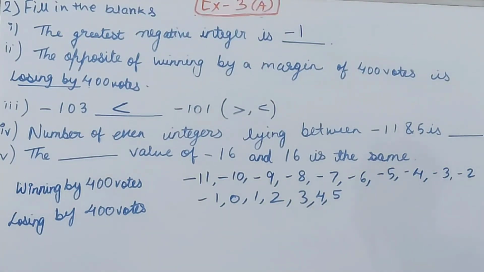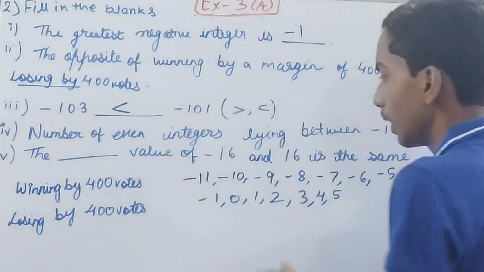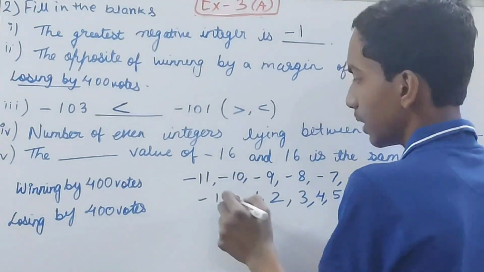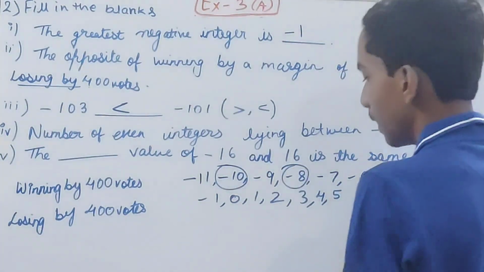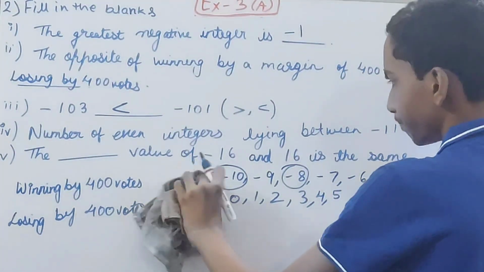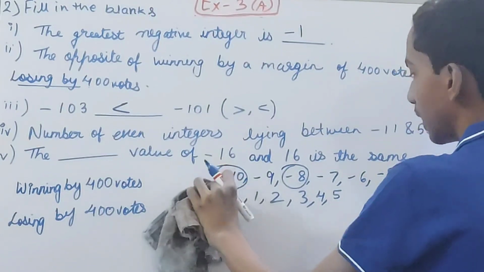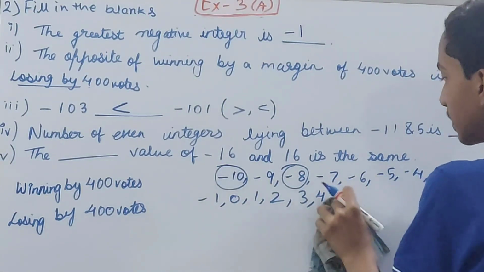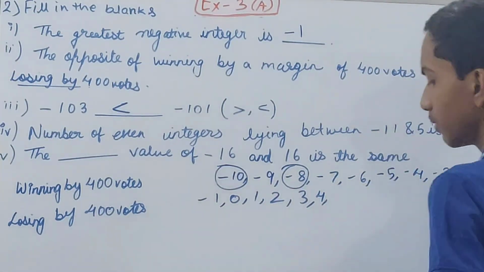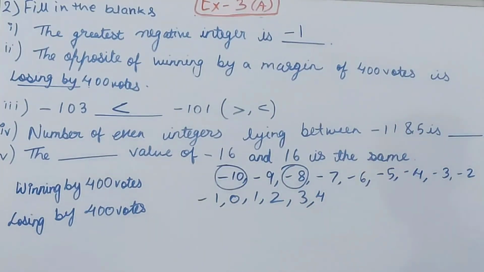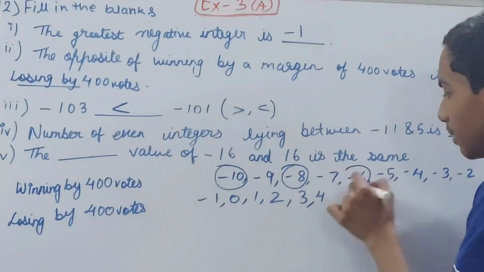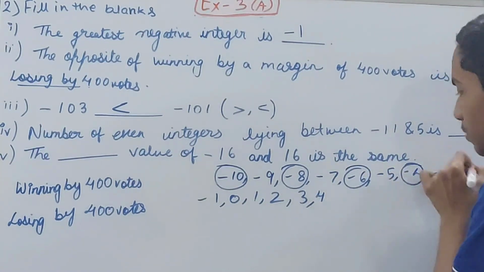So see over here. First of all, your minus 11 is not even, minus 10 is even, minus 8 is even, right? Sorry, it's asked in between. So whenever in between is asked, we don't write the two numbers given to us. Minus 11 and 5 are given, so we will not write these two down. In between excludes these two numbers. So minus 10, minus 8, then minus 6, minus 4, minus 2.